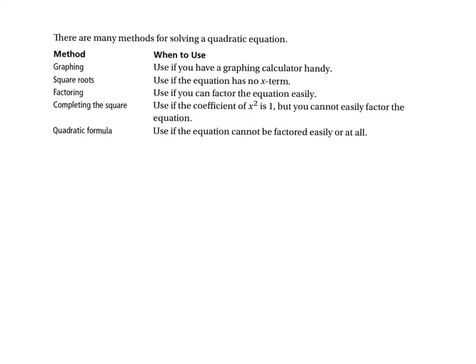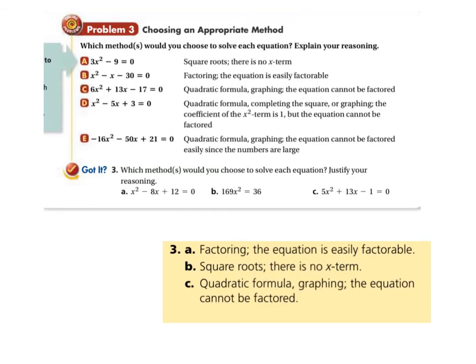It's a little more math work, but in the long run, it's guaranteed to give you the answer. So in this slide, we're going to take a look and choose the appropriate method. Which method works best? We have 3x squared minus 9 equals 0. Square roots here, no x in the middle. This one's nice and easy, so we might, again, use square roots in this case.